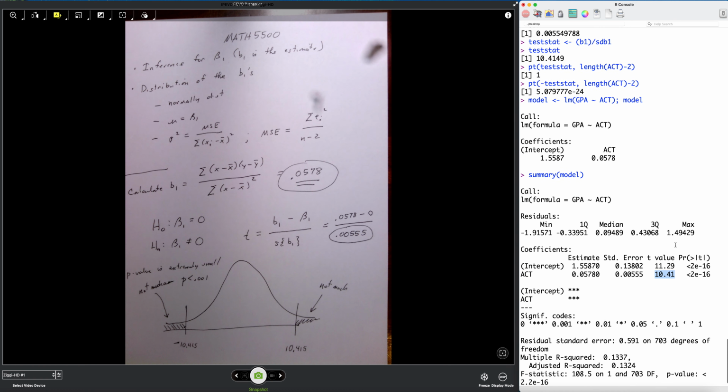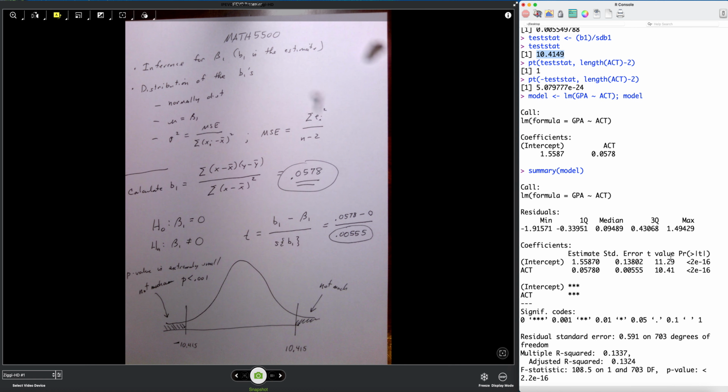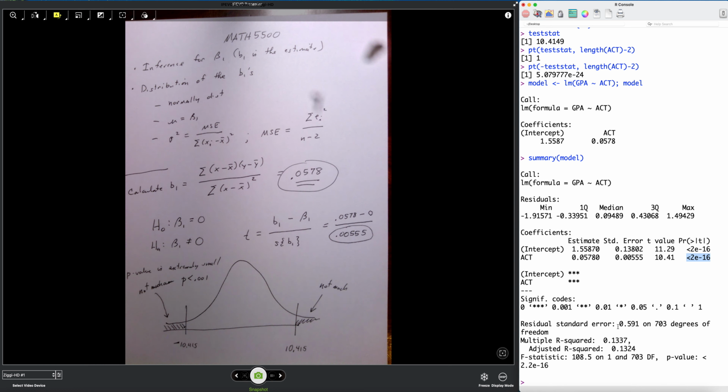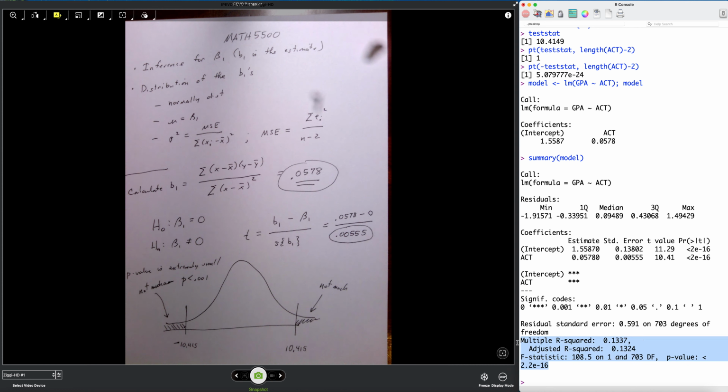I don't think I wrote that down, did I? But anyway, we got it right up here, 10.415. And our p-value is extremely small, 2e to the negative 16, and there you go. Something kind of cool, residual standard error, 0.591. Have we seen that anywhere? No, we didn't calculate that. I calculated that in a previous video. And the ANOVA output, we'll talk about that in the next lesson.